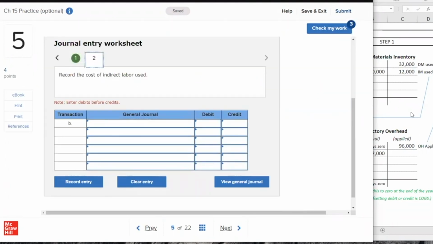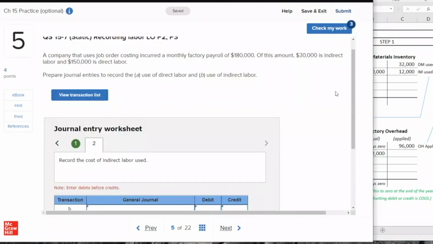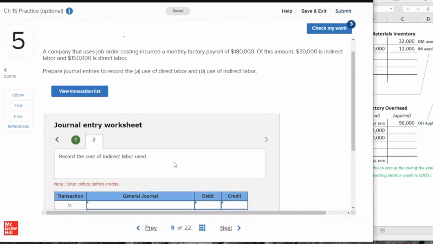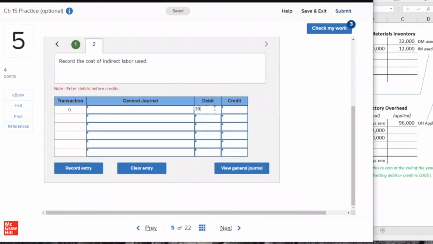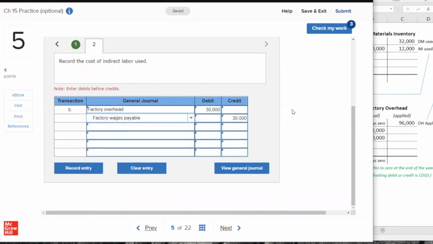Now, the second one is indirect labor. For indirect labor, again, it seems weird to not do wages expense, but we're going to debit factory overhead because it's indirect labor. So that amount would be 30,000. I guess we'll credit factory wages payable again. There we go. All right, there's that.